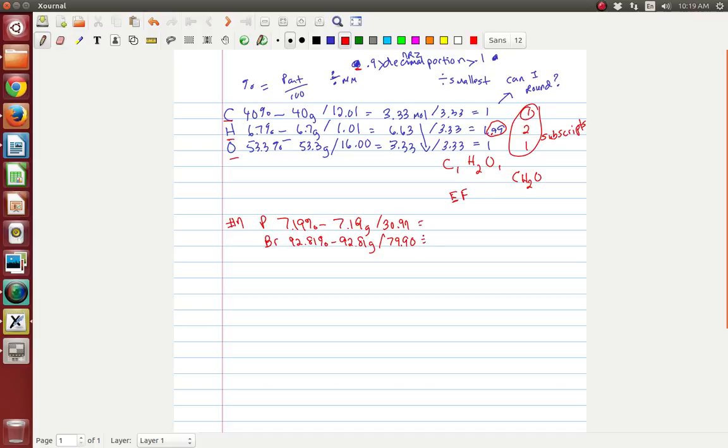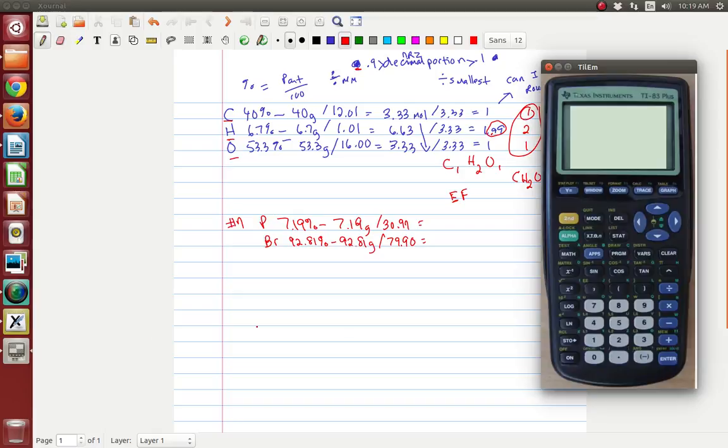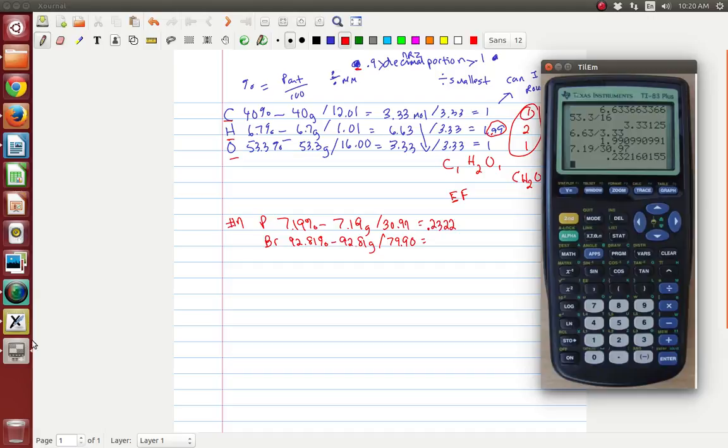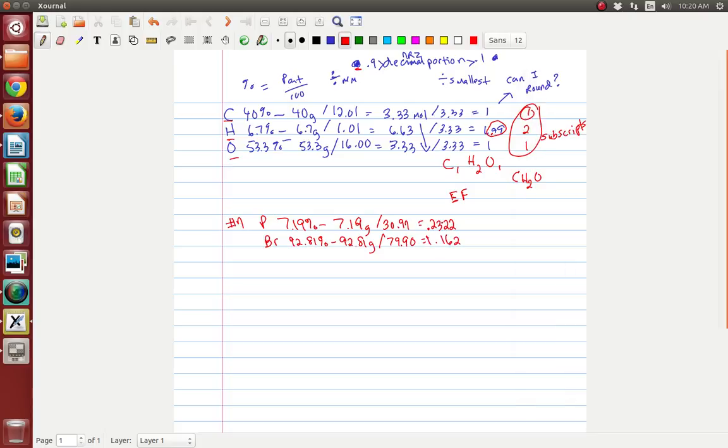So I use those in order to figure out how many moles I have. I'm going to turn on the calculator. 7.19 divided by 30.97 gives me 0.2322. We'll do 4 significant figures. And for bromine, 92.81 divided by 79.9 gives me 1.162. That's the number of moles.